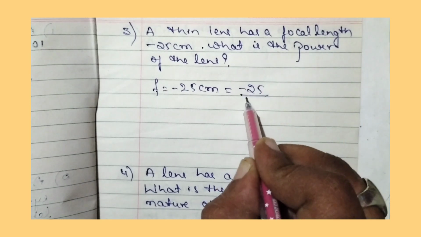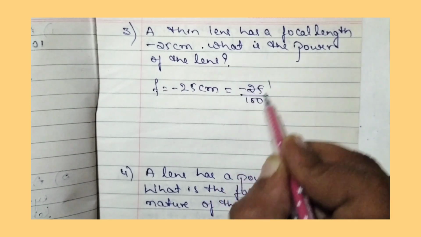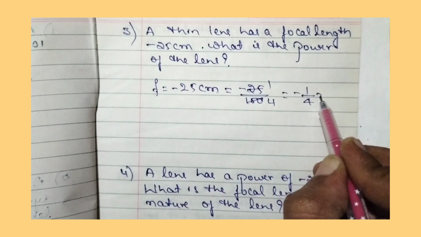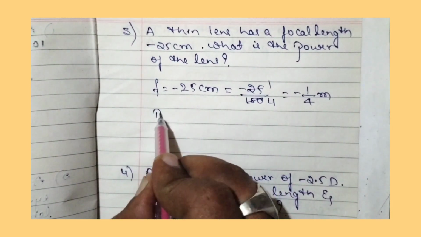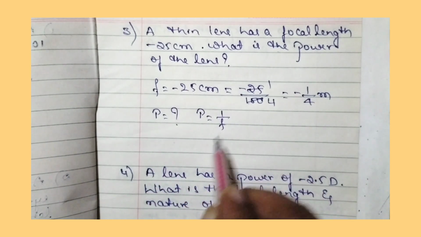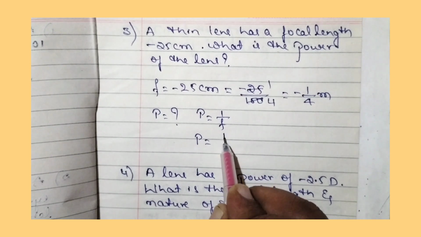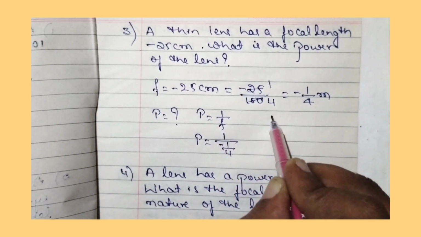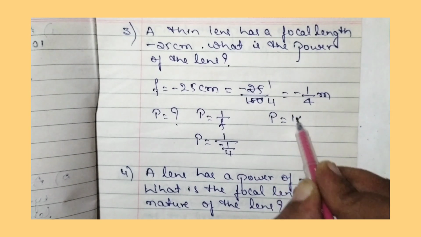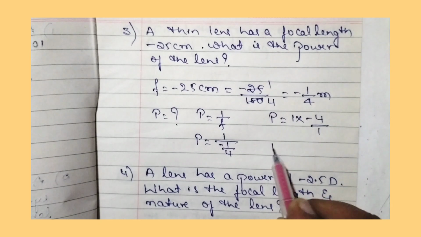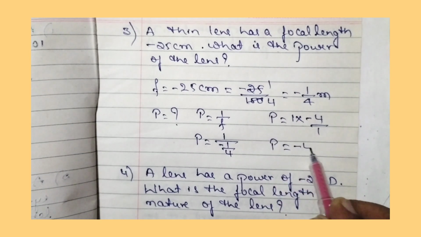Minus 25 by 100. So 25 ones are 25, 25 fours are 100, so minus 1 by 4 meter. So power is equal to question mark. Power is equal to 1 by F. So power is equal to 1 divided by minus 1 by 4. So power is equal to 1 into minus 1 by 4, which becomes minus 4 by 1. So power is equal to minus 4 diopter.